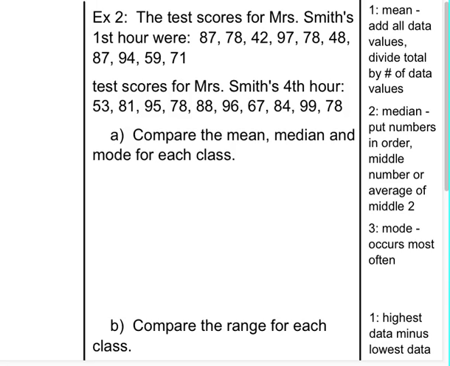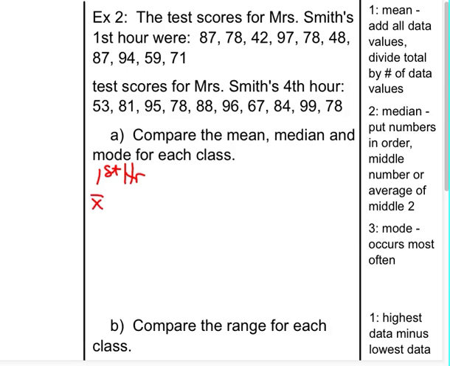Now we're going to take a look at comparing two data sets using the mean, median, mode, and potentially the range and any outliers as well. So first we need to calculate the mean, median, and mode for each data set. I'm going to start with first hour.